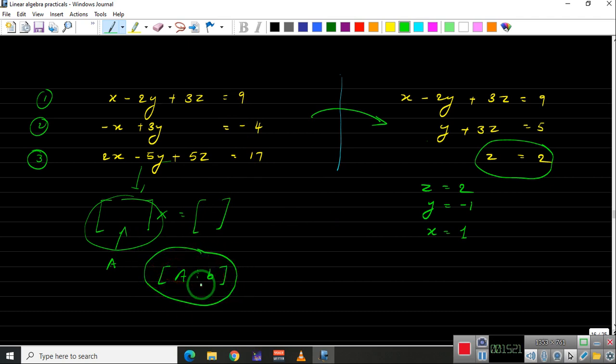We convert this matrix into echelon form, and then again we convert that matrix equation into a system of equations like this, and then we solve it. This method is called the Gaussian elimination method. If you go one step further and convert this matrix into reduced row echelon form, and again get back to the system, then that procedure is called the Gauss-Jordan elimination method.